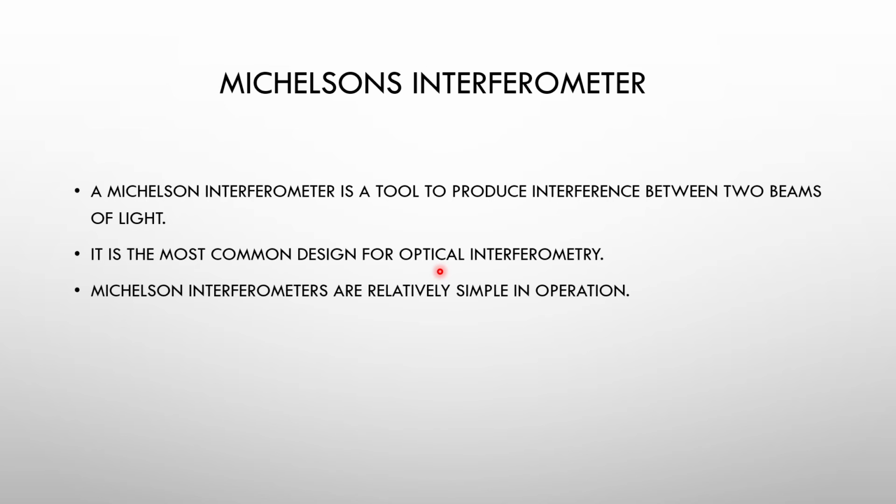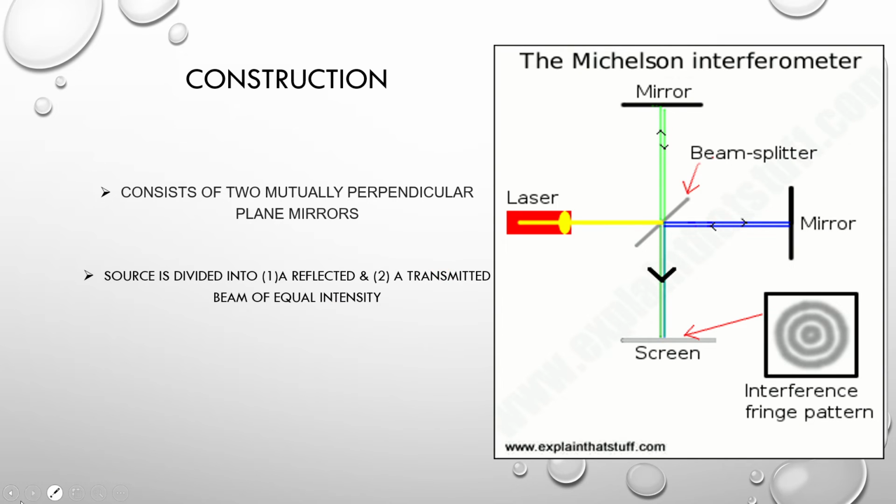If you see the construction of the Michelson interferometer, there is the laser source. Light rays are coming from this laser source, and there is a beam splitter. It is at 45 degrees to the incoming beam of light.